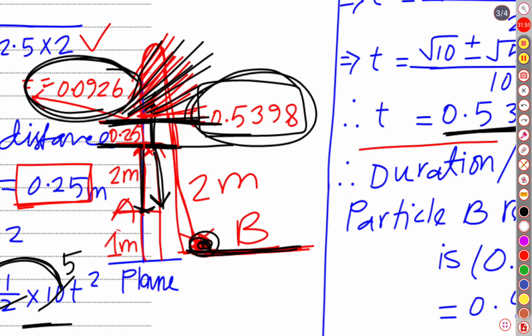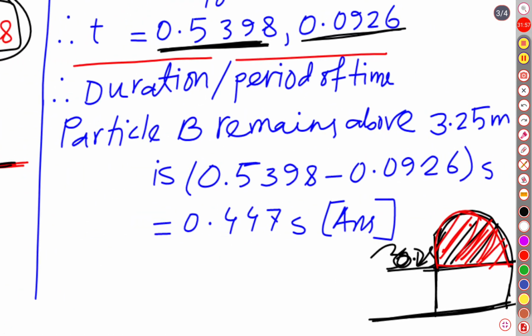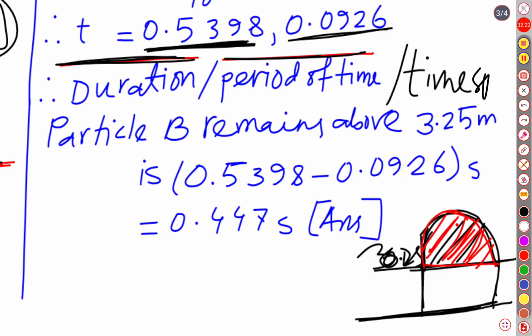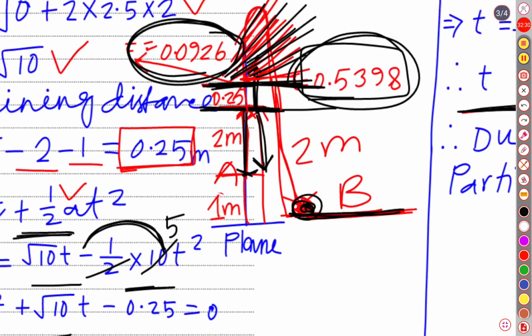So I think you have understood the twist of this question, that we have just subtracted. It should not be time, actually it should be duration, or the time when the particle was above 3.25 meters. I have written, for our better understanding, duration or time span or period of time. Time means the instant when it reaches. When it reaches this height, it is 0.0926. So this should be the answer.